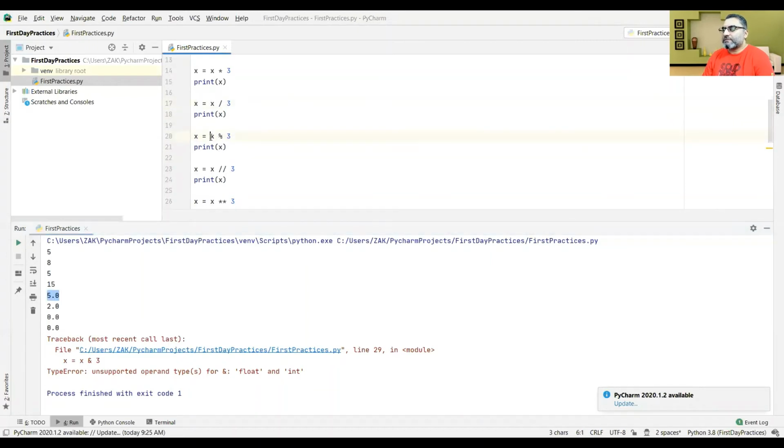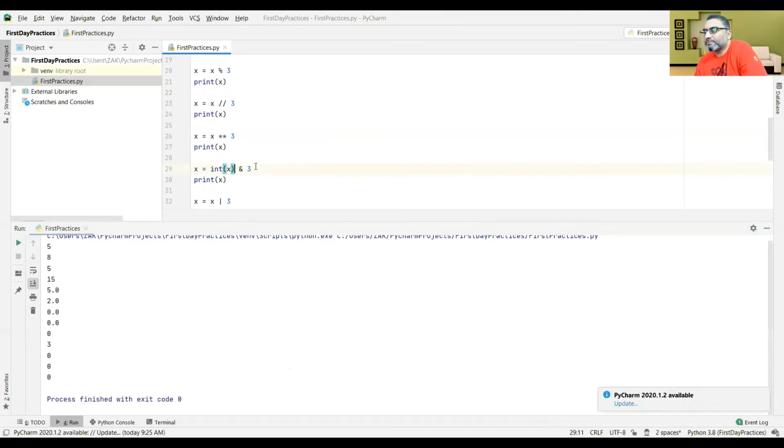x, which was 15, mod 3, it is now 5. Floor division, x floor divided by 3, so that is 2. Okay, so this is floor division, it was 2.